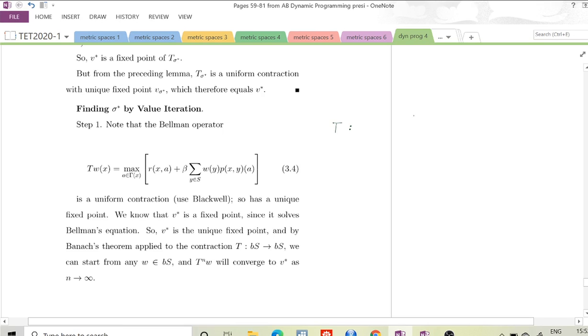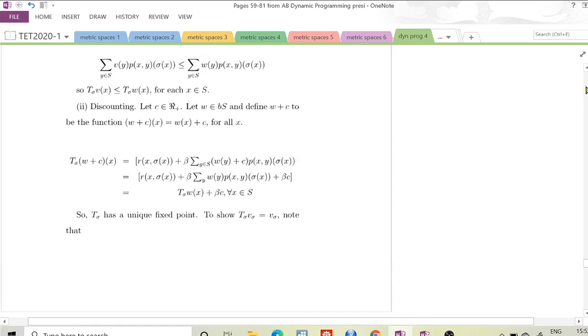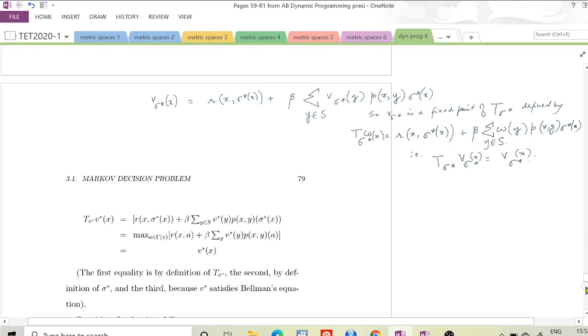At some point I made an error in notation. Let me correct that. I'm picking up real valued functions with domain S. So it should be, consistent with notation here, T sigma is a map from BS to BS, the bounded real functions with domain S. So it picks functions and carries them into functions.